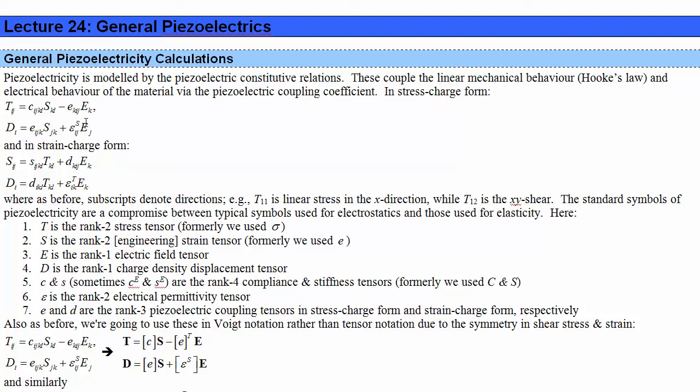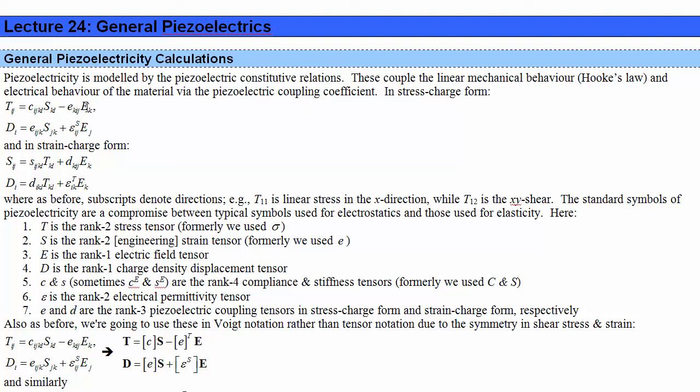In piezoelectricity, the stress is not just equal to the stiffness times the strain, but rather the stress is equal to the stiffness times the strain minus a coupling coefficient times the electric field. So these are tensors. Once again, we're looking at the tensor notation, and this is the rank 2 stress tensor equal to the rank 4 stiffness tensor multiplied by the rank 2 strain tensor.